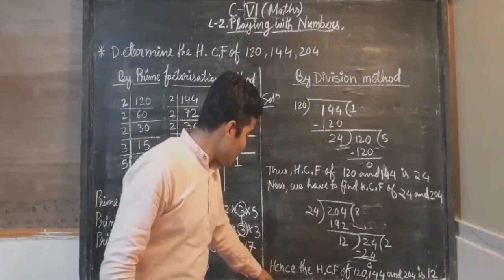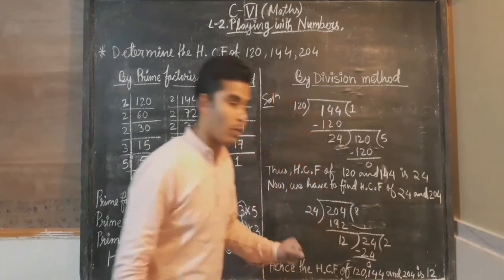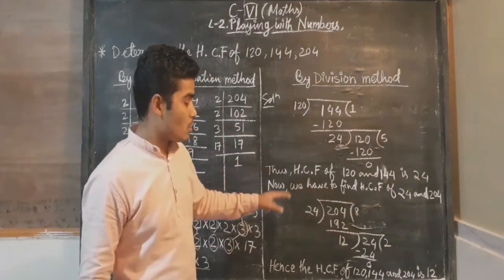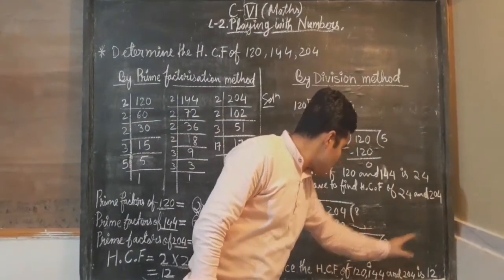You can see I have written here, hence the HCF of 120, 144 and 204 is 12. The HCF of these three numbers is 12.